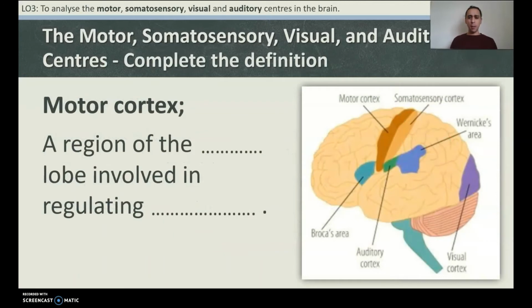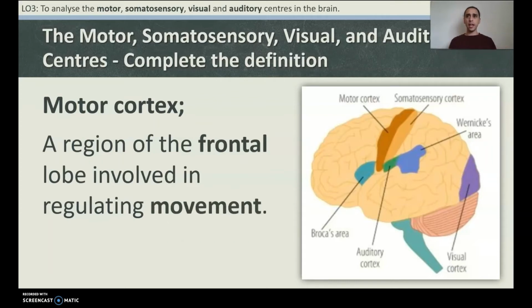Let's fill this one in. No support words this time. I feel like we can do it. Motor cortex is a region of the what lobe? It's the frontal lobe. Good. Involved in regulating movement. Yes, good. So it's the brown section that you can see in the image just there. Motor cortex. That's what's involved in regulating movements.